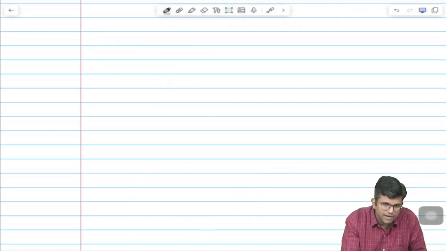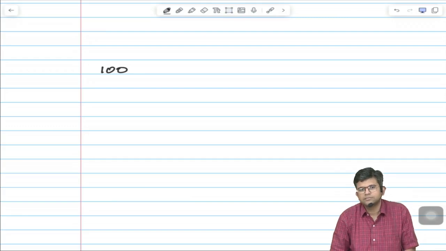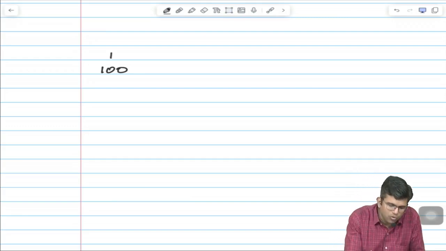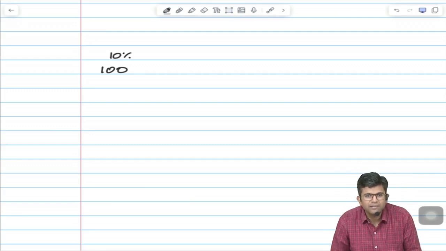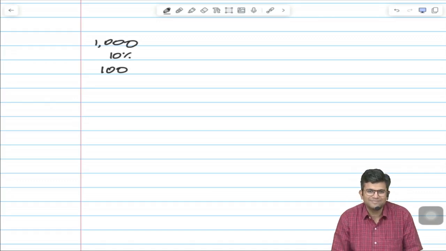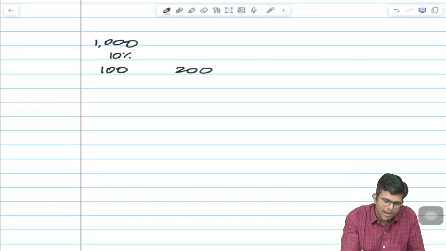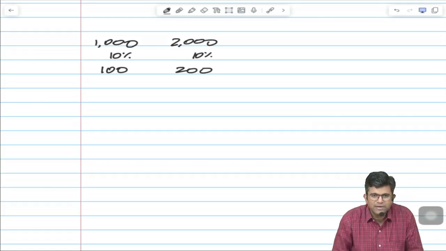If someone is giving you 100 rupees per annum and you want 10% return, do you realize you are ready to pay 1000 for this? Come on, everyone. Are you able to understand? You are ready to pay 1000. If someone is giving you 200 rupees per annum and you want 10%, then for that investment you are ready to pay 2000. Everyone clear?